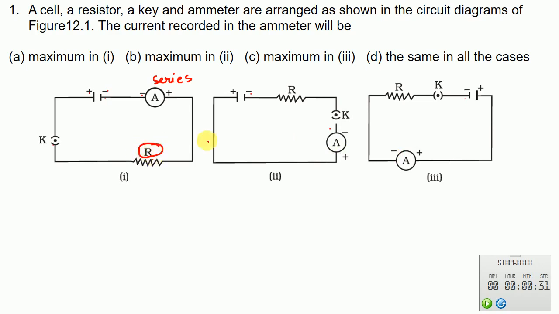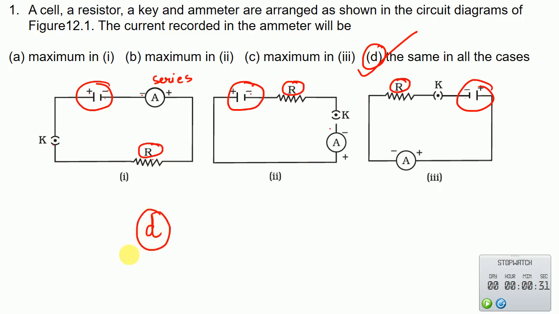The value of resistance is the same everywhere, and the potential difference is not given any value, which means we will consider that the potential applied is the same. So what do we get? The reading of the ammeter is the same in all the cases. So the correct option is D.